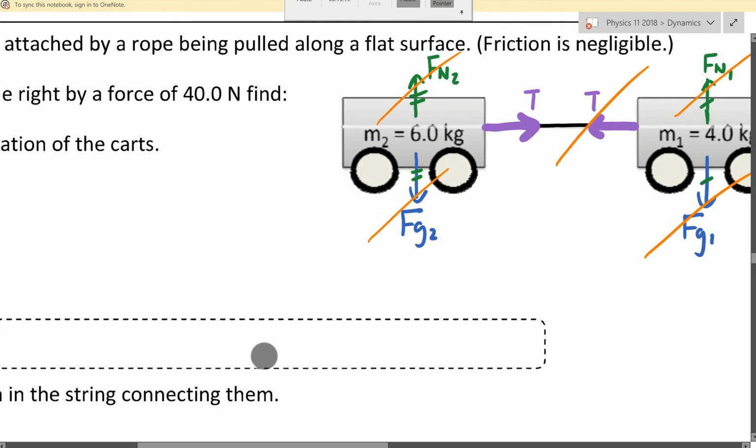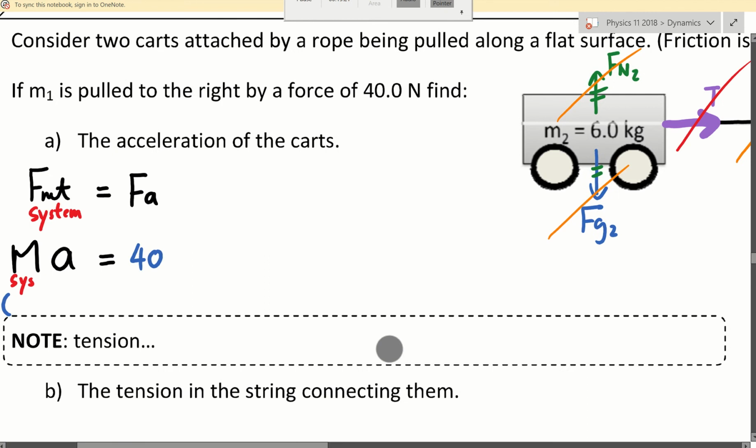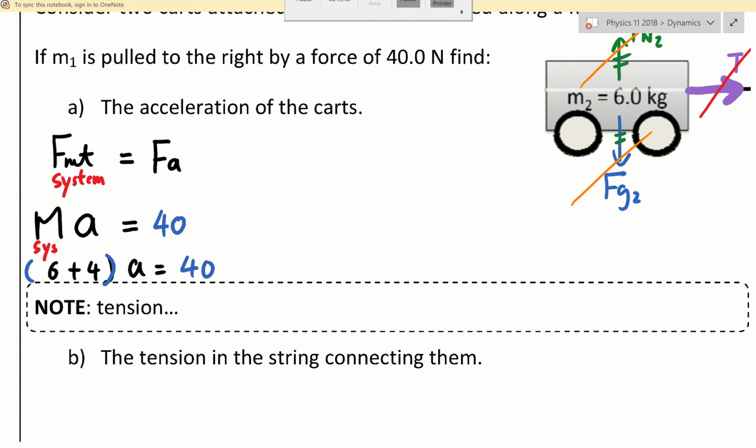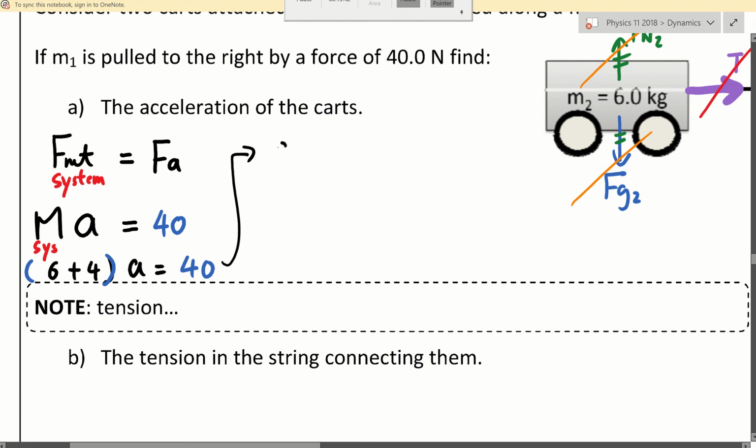So together, 10 kilogram in total, right? So that's exactly what we're going to put in. So we have a 6 kilogram object plus a 4 kilogram object multiplied by an acceleration is equal to 40. So what do we do? Add the 4 and 6 together, which is 10, and divide both sides by 10. The acceleration is done.